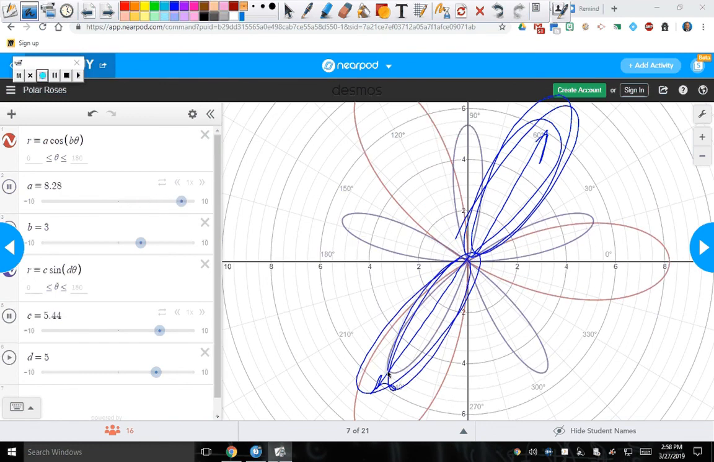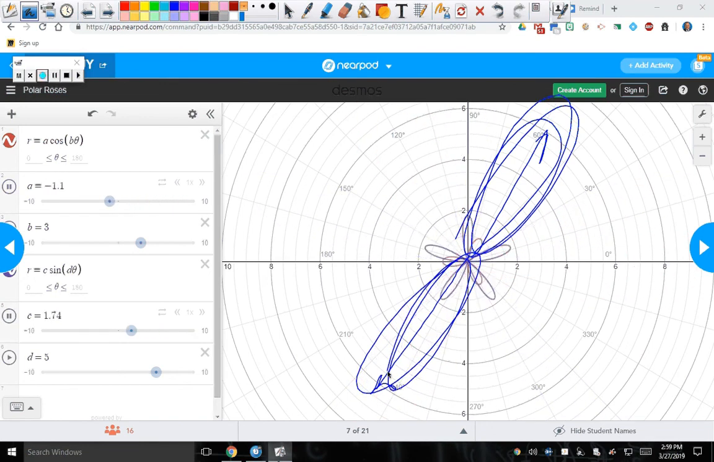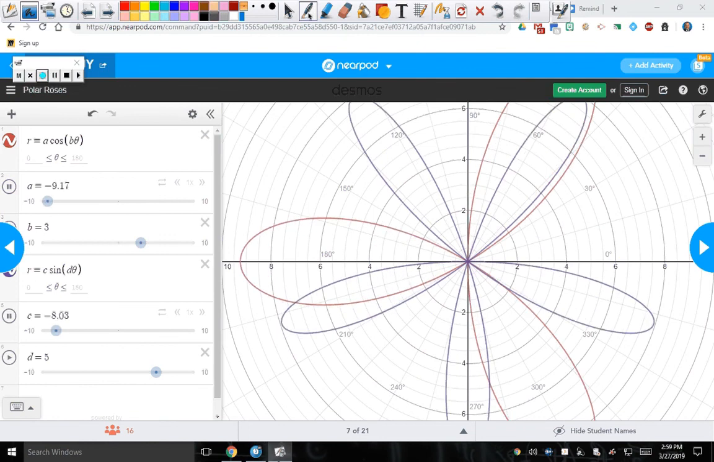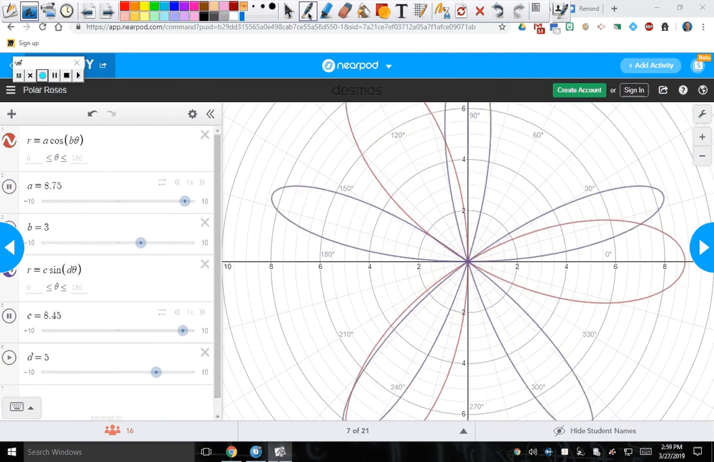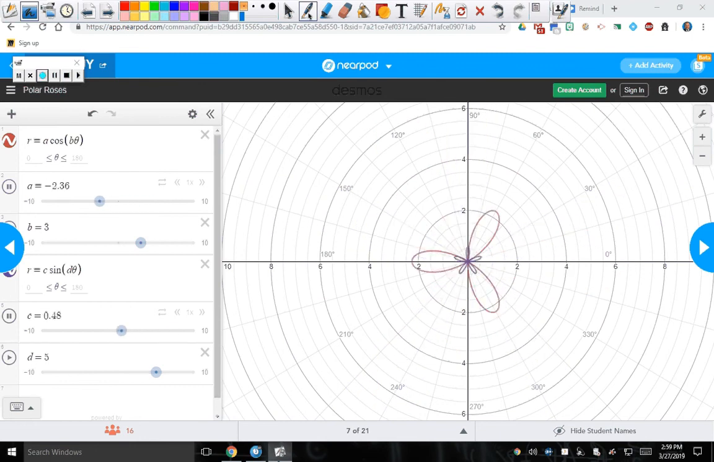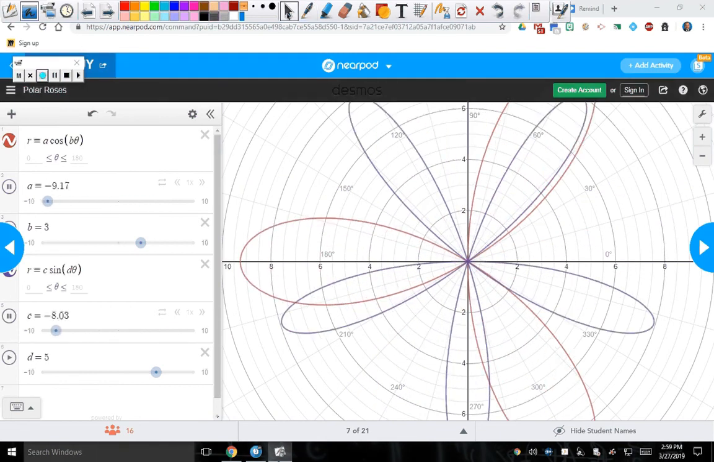See? Oh. Do you see it? And the purple one. Yep. It's got that negative reflection. Not across the x-axis, but across the pole. So, okay. All right, let's go to... This is actually fun. I like this.